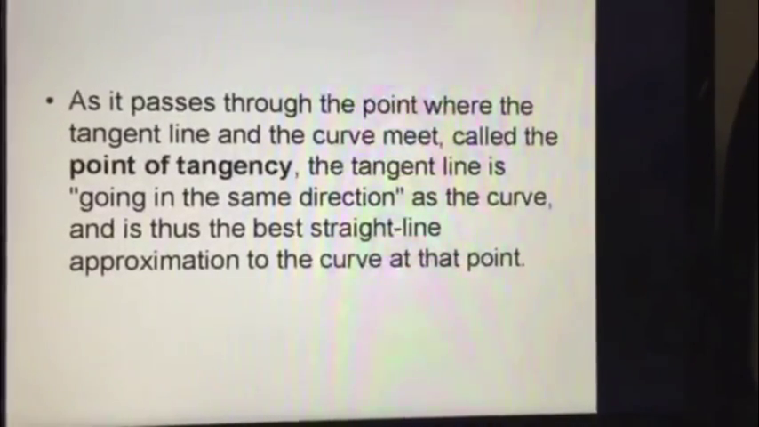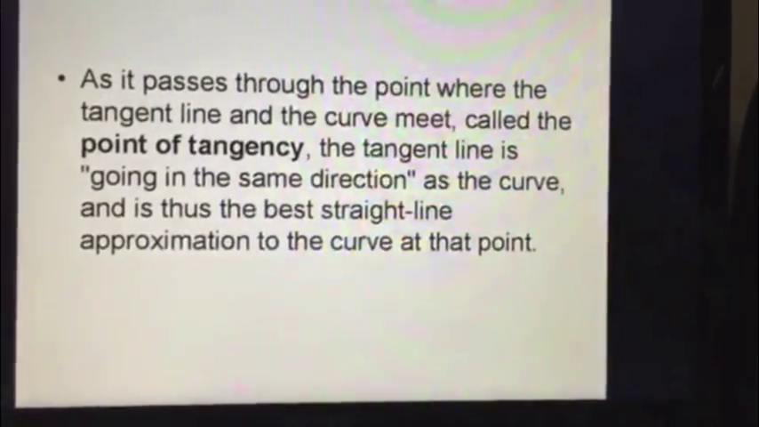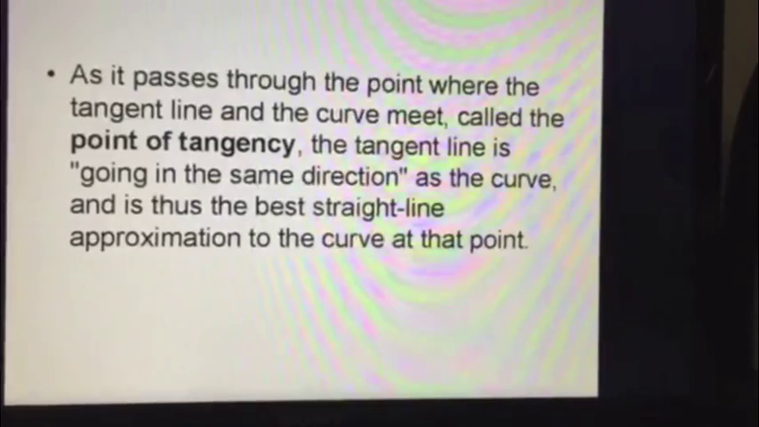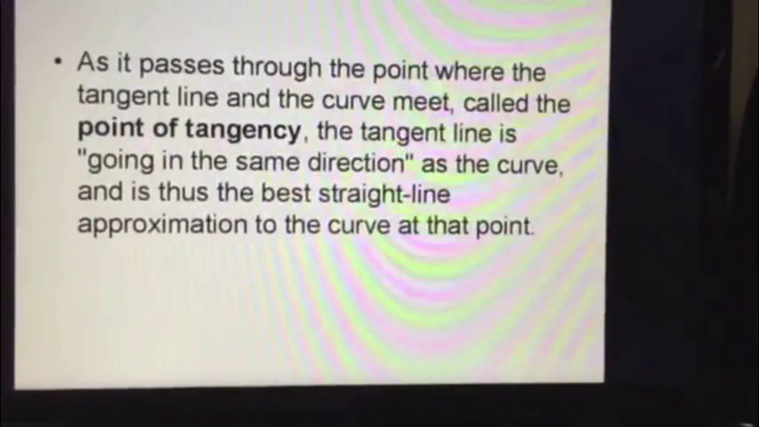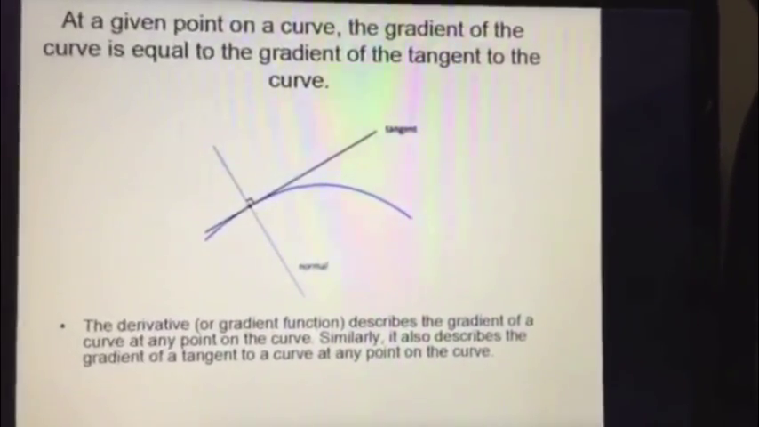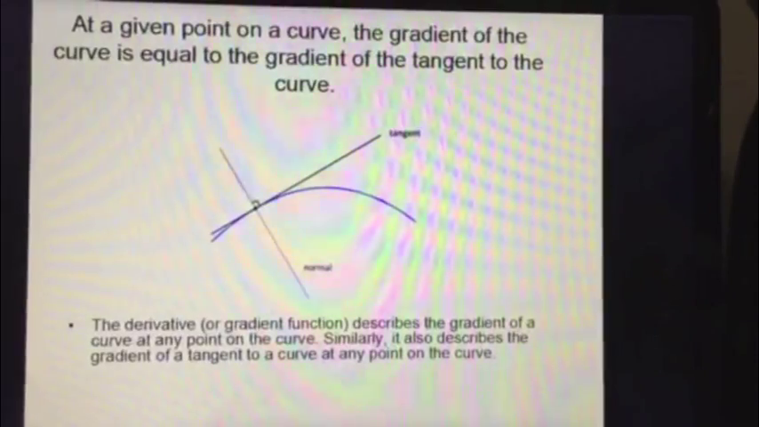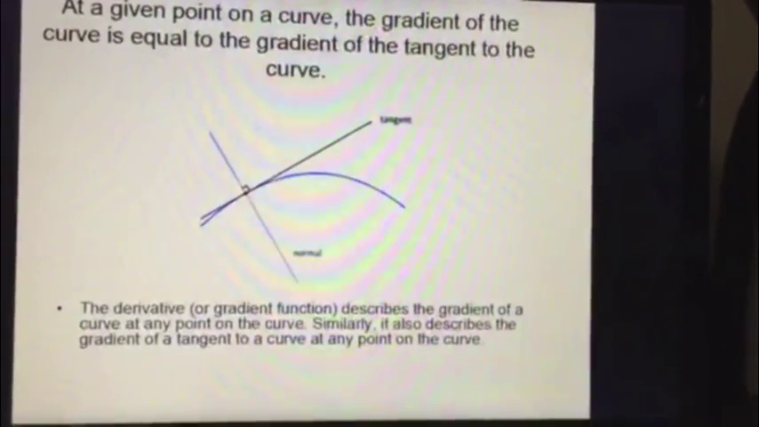The point where the tangent line and the curve meet is called the point of tangency. The tangent line is going in the same direction as the curve, as it shows the best straight line approximation to the curve at that point. At a given point on a curve, the gradient of the curve is equal to the gradient of the tangent to the curve. It's like this diagram.